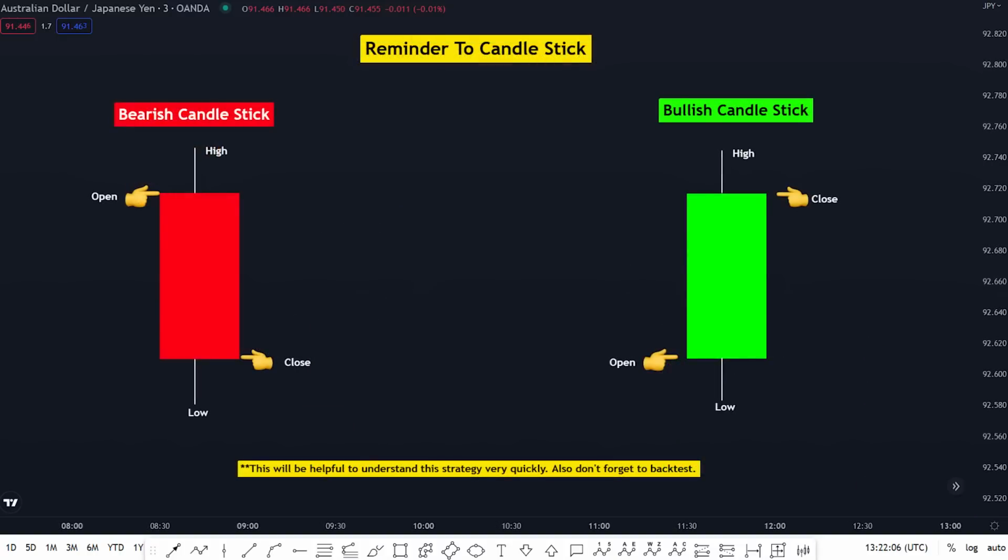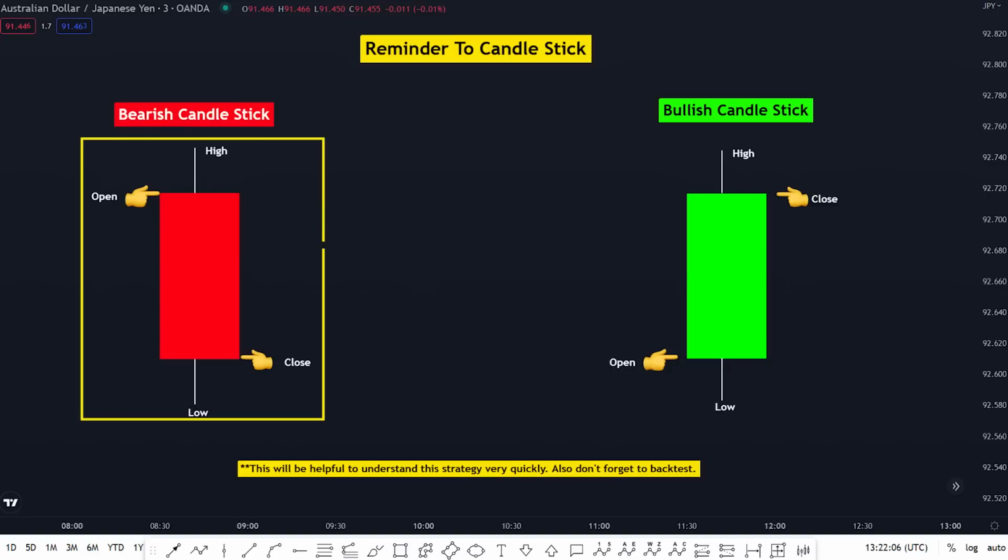First of all, I know some of you are still new to trading. I decided to cater to all pros and beginner traders. So what you see here is a Japanese candlestick. We have a bearish candle on this side. And we also have a bullish candle on the right side.